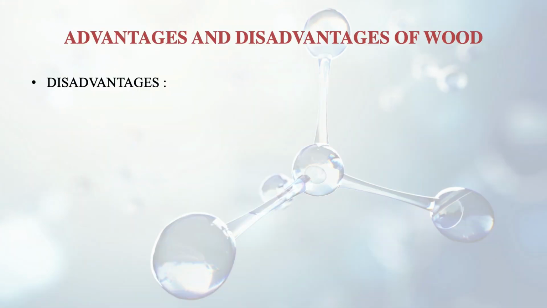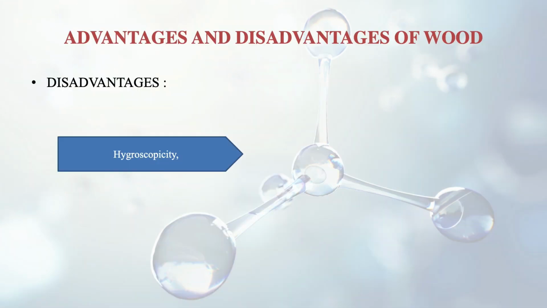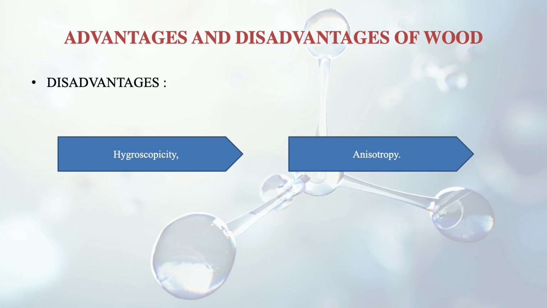Coming to the disadvantages of wood, it has hygroscopicity and anisotropy. Like discussed earlier, it absorbs water, so it weakens if it absorbs water, so it's a disadvantage. Then anisotropy, I discussed earlier also that in one direction it may have very good properties, in the other direction it may not have.